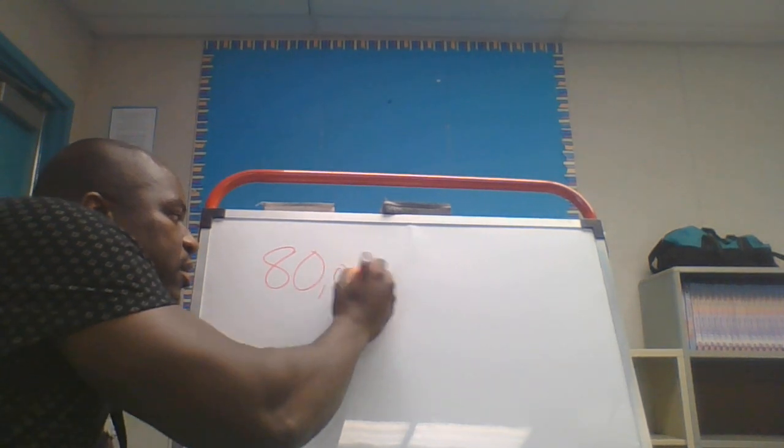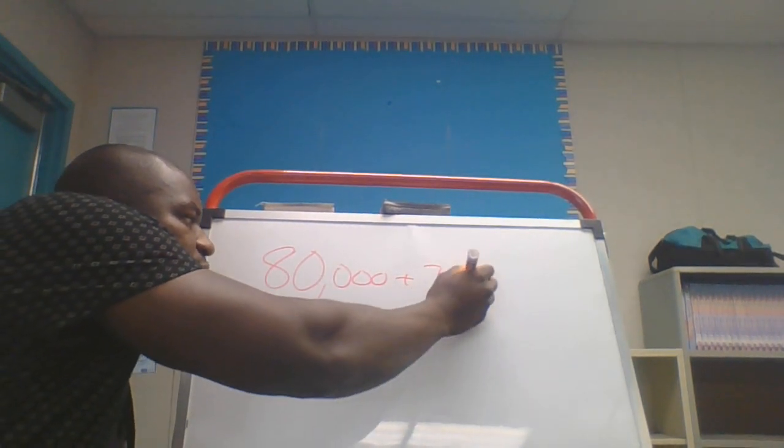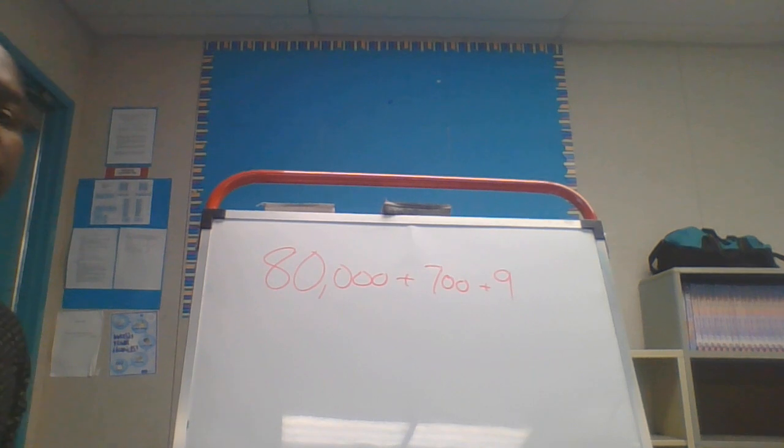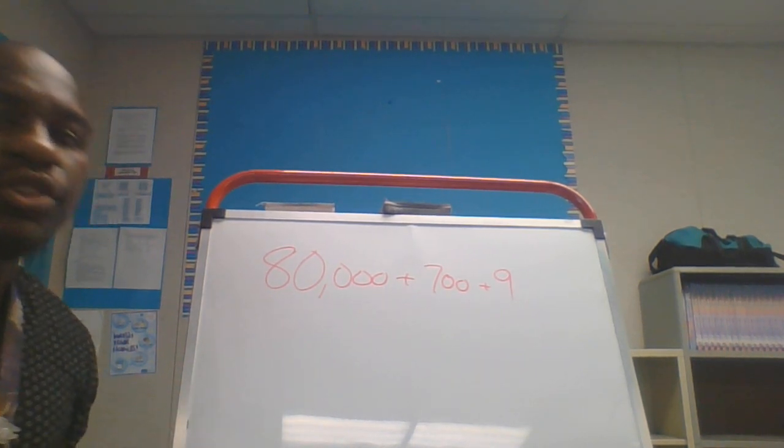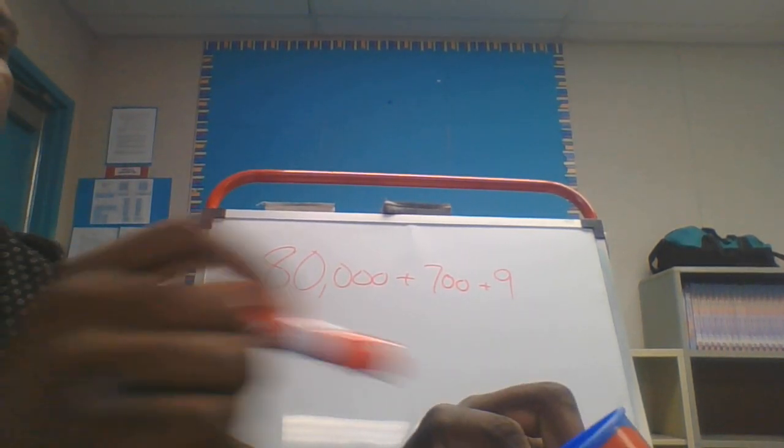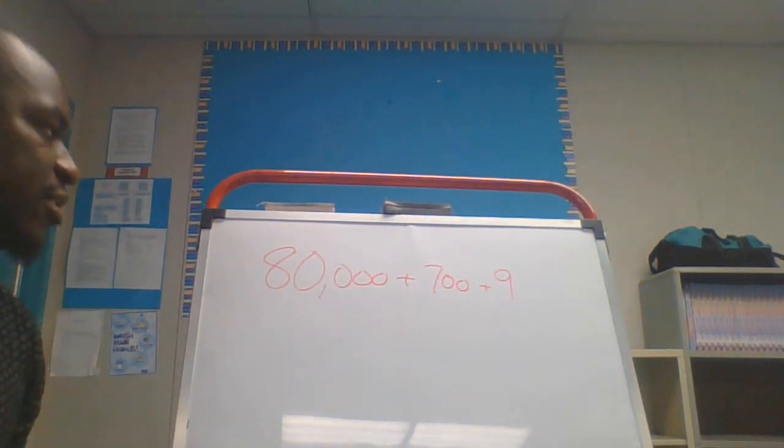So our first thing that we're working on is place value. Wait, no. Writing numbers in standard form, etc. So if I give you the number 80,000 plus 700 plus 9, writing something in standard form is simple. All you have to do is add up the numbers that you see, and voila, standard form is achieved.